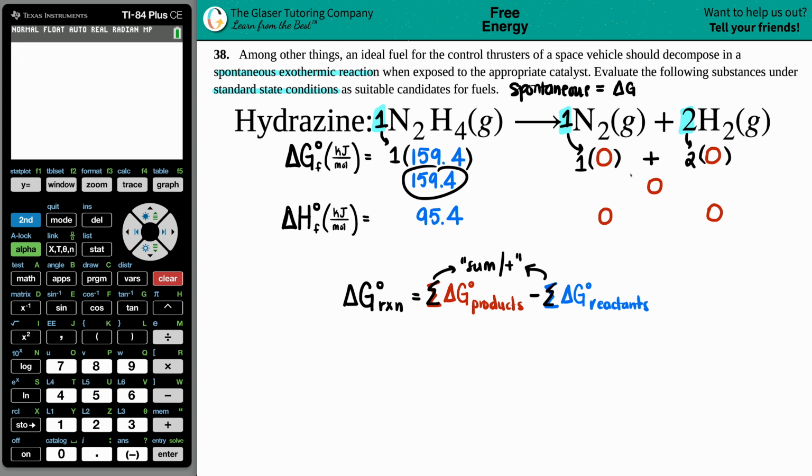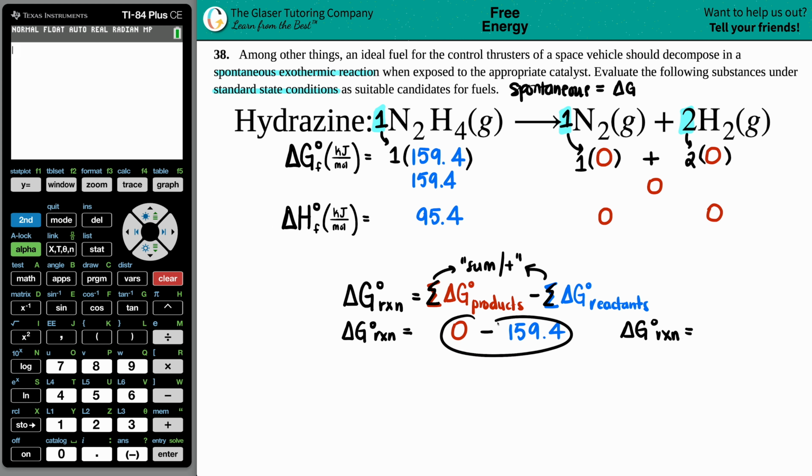Okay, now we have these values. Let's plug them into our equation for delta G. So delta G for the whole entire reaction would be the product, which is 0, minus the reactant, 159.4. I'm just going to put my answer over here because we need a little more space moving forward. So my whole delta G reaction, if you want, you could plug this into the calculator. 0 minus 159.4. Obviously, it's going to show you the negative, right?